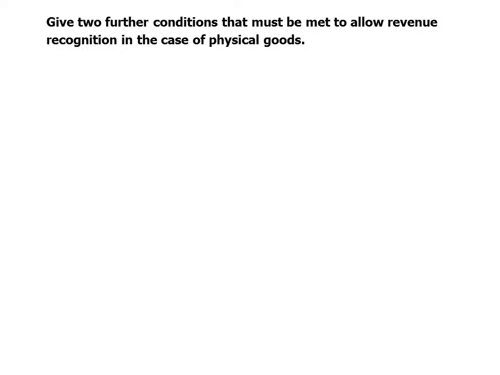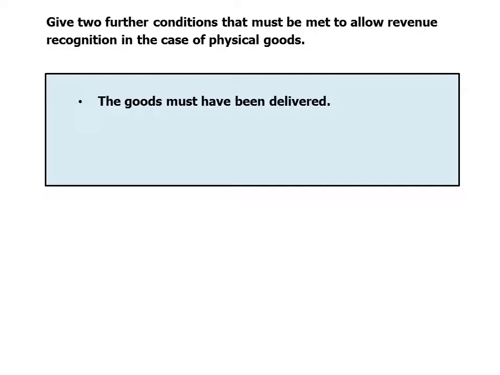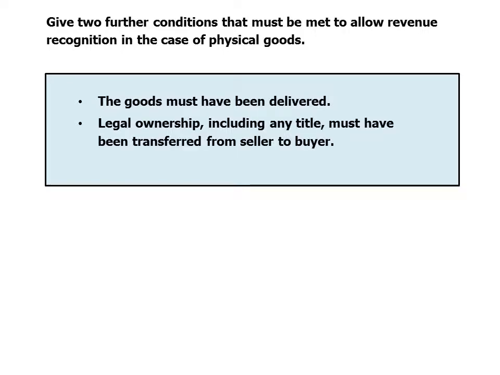Give 2 further conditions that must be met to allow revenue recognition in the case of physical goods. And the first is that the goods must have been delivered, and the second is that legal ownership, including any title if there is one, must have been transferred from seller to buyer.